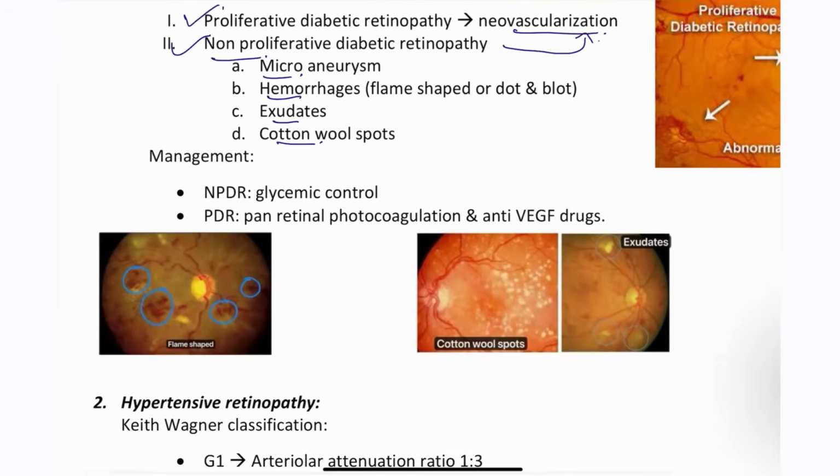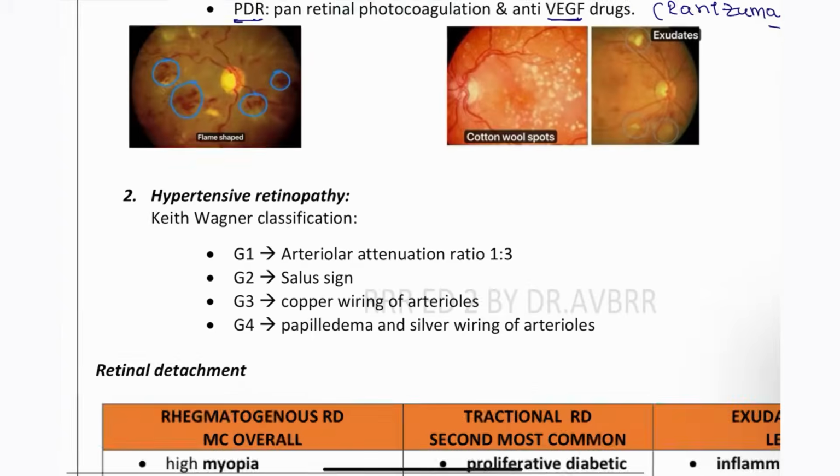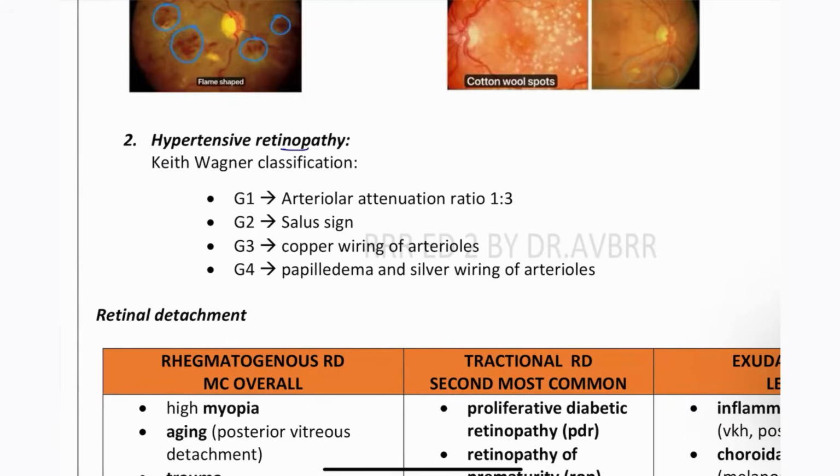Next, what is the drug of choice for this patient? If it is already a severe condition, you have to give anti-VEGF drugs. What is one example? Remember the one starting with Ranibizumab that you are going to give for this patient. It is a monoclonal antibody against vascular endothelial growth factor. Next, moving on to hypertensive retinopathy, the classification is the Keith-Wagner classification. Grade 1 is arteriolar attenuation, meaning the arteries go into spasm. Grade 2 is Salus sign, grade 3 is copper wiring, and grade 4 is papilledema and silver wiring, seen in this patient.